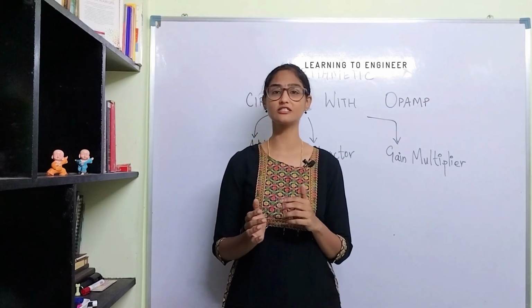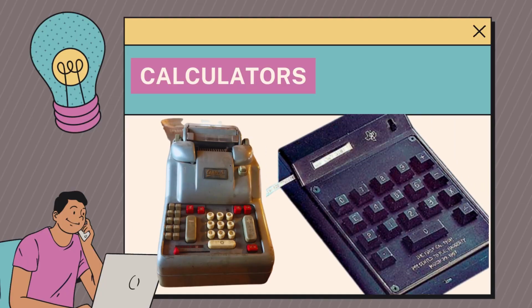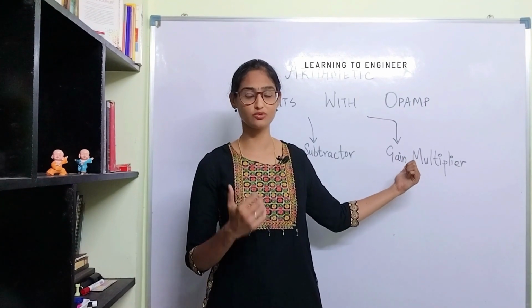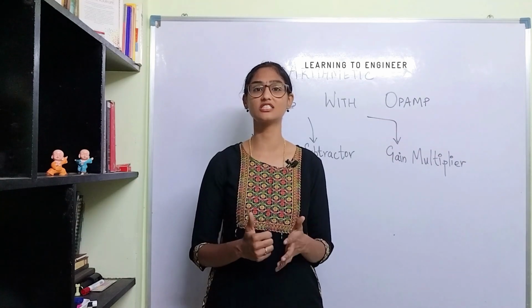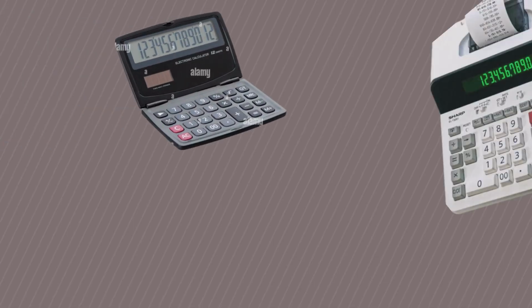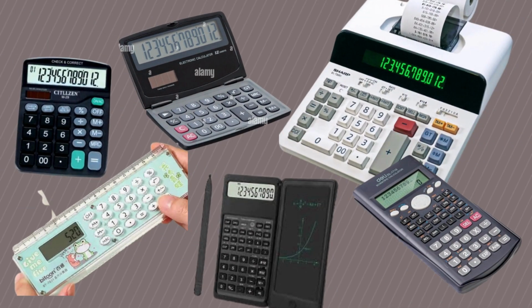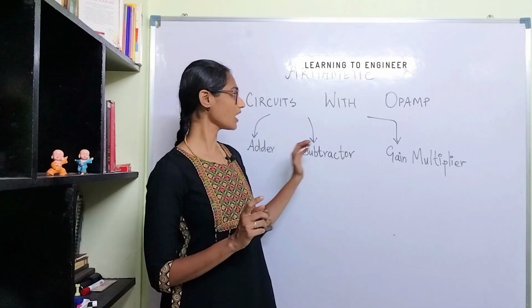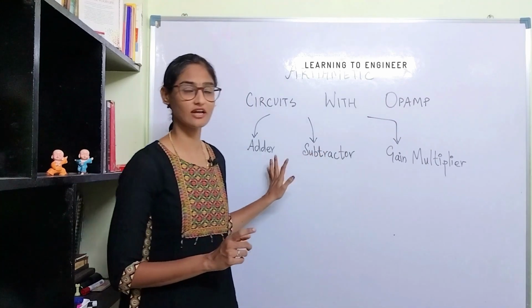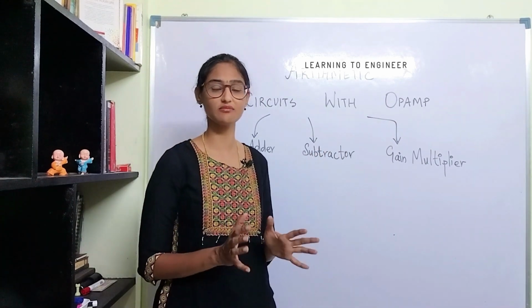In calculators which were designed in early ages, this was the basic IC that was used to design the calculators. Now there are so many advanced digital versions of the calculators that are available which are not really using this concept. Here we will see how an OPAMP is used to design an adder, a subtractor and a gain multiplier circuit.